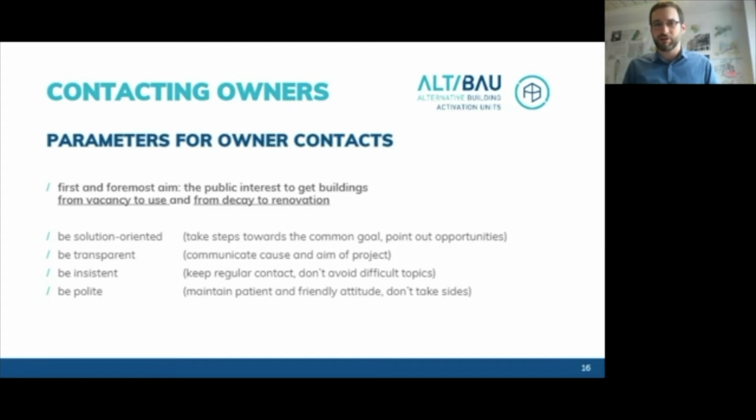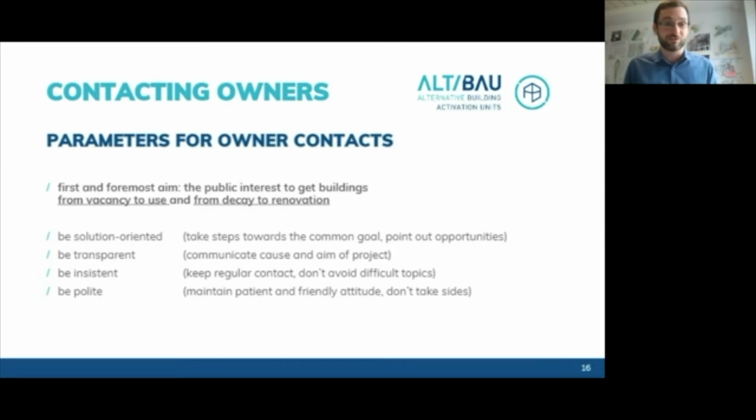Basically, there are some parameters for owner contacts that we found to be important. When you have an agency like that, it's always important to bear in mind that the first and foremost aim is the public interest: to get buildings from vacancy to use and from decay to renovation. So this is what you want to achieve, and all the other things are just means to an end.